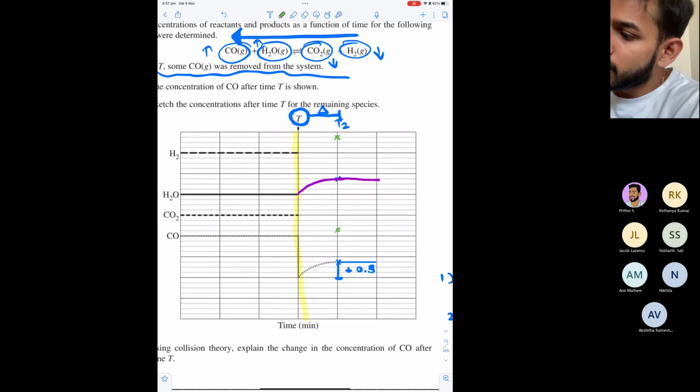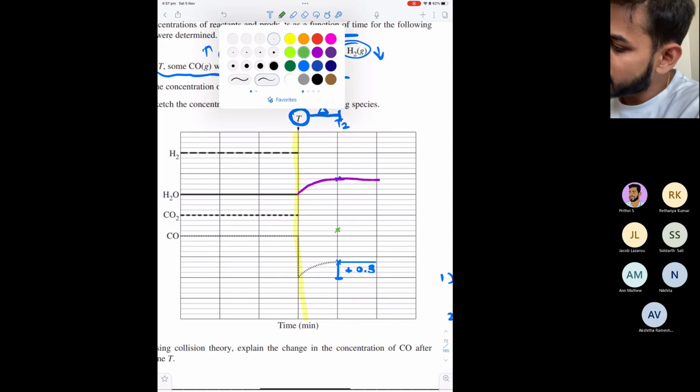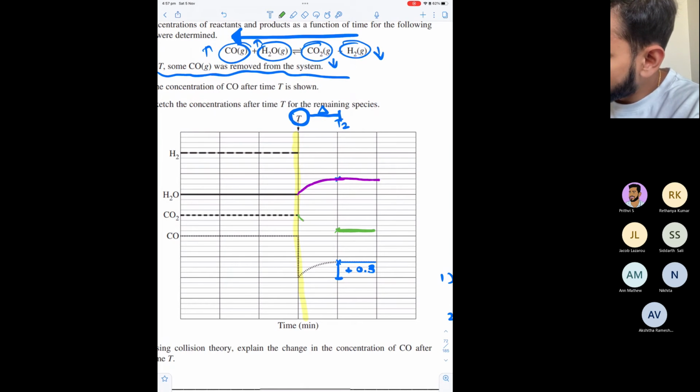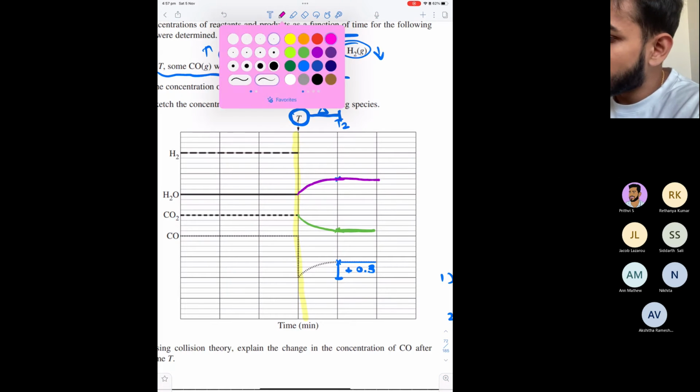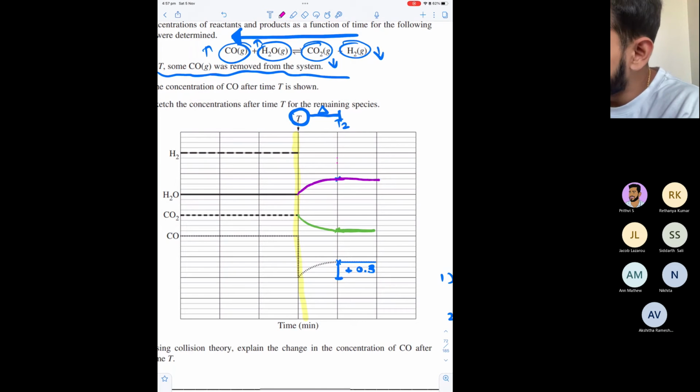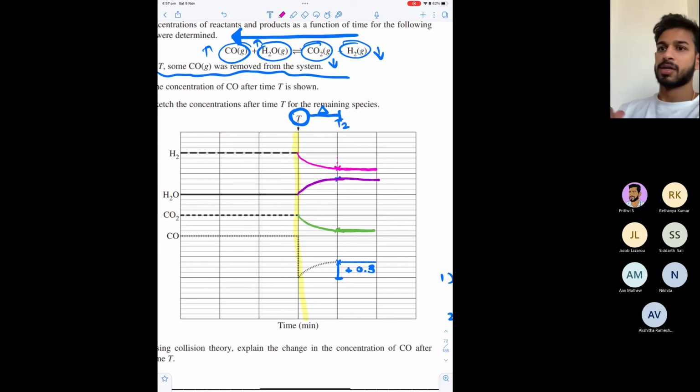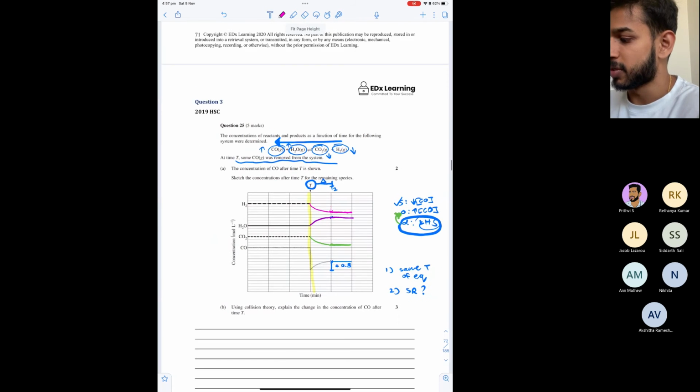Good. So going back to hydrogen, we said that hydrogen and carbon dioxide will decrease by 0.3, right? So carbon dioxide decreases to this value. And I'll just show a line decreasing like this. And then we can show our hydrogen decreasing by the same, decreasing by this amount, like this. There you go. If you do a graph like this, you would have got 4 marks for this question.